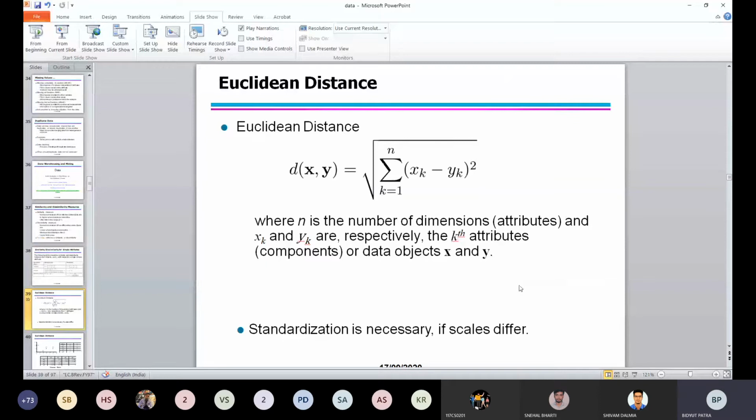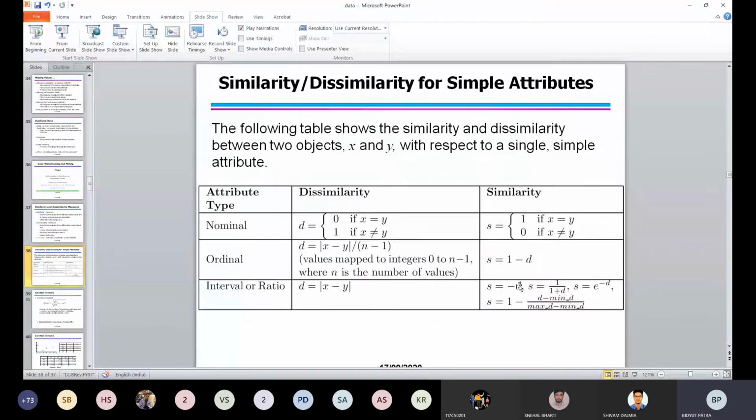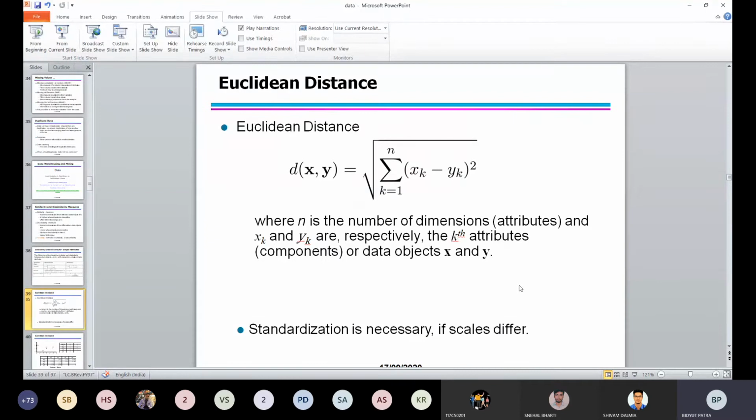Now this is a very well-known dissimilarity measure, a well-known distance measure. It is the sum over k equal to 1 to n of xk minus yk, squared, where n is the number of dimensions and xk and yk are respectively the kth attribute values.